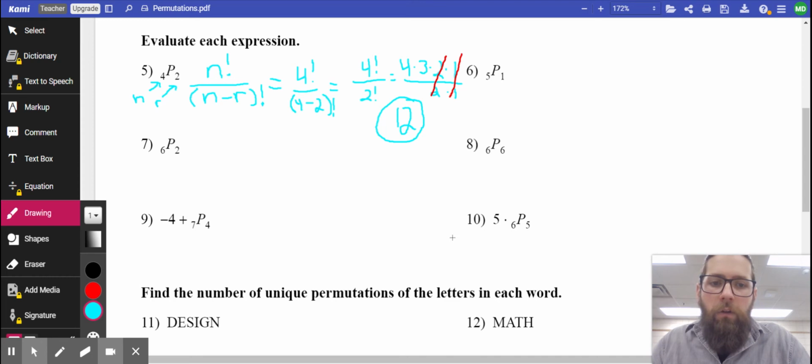Number 9 and 10 are a little bit different. If you look at those ones, if you think you know what to do, try it out. Otherwise, feel free to cross out these extra bits and just do the part where it says a number P number.